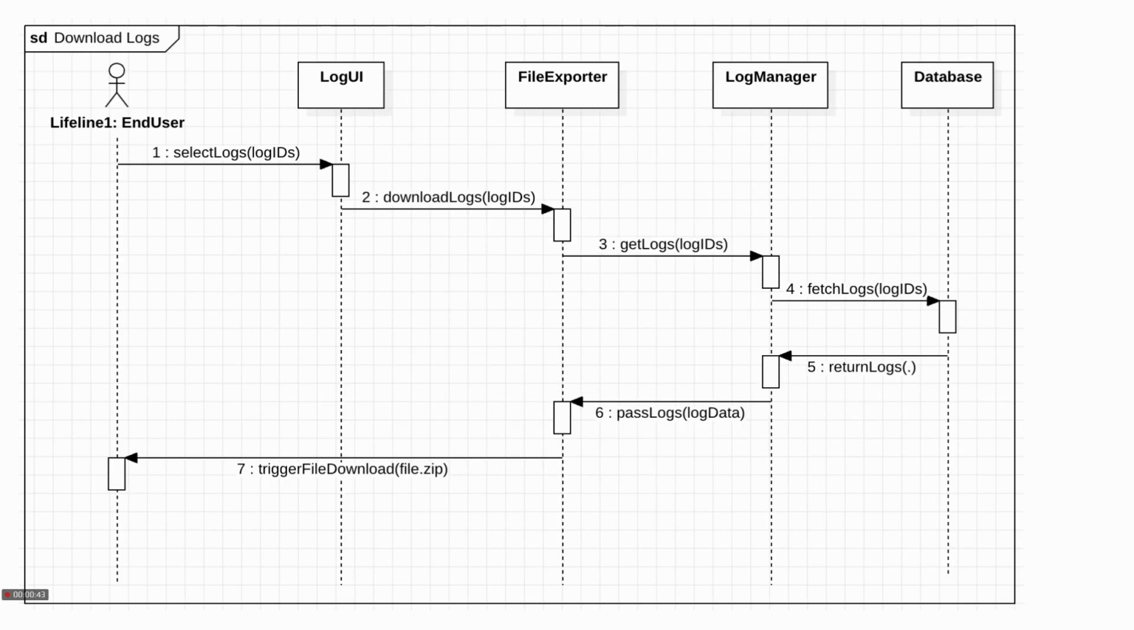Our second sequence diagram is the download logs. This sequence outlines how a user downloads specific logs. The end user selects logs using the log UI, triggering a download request. The file exporter will handle this request by contacting the log manager, which fetches the logs from the database. Once retrieved, the logs are passed back to the file exporter, which packages them into a downloadable zip file and initiates the file transfer. It's a clean pipeline ensuring selected logs are securely and efficiently delivered to the user.